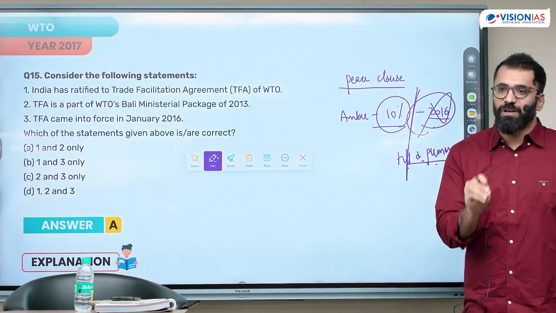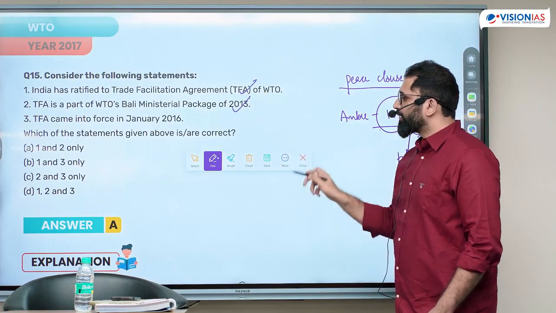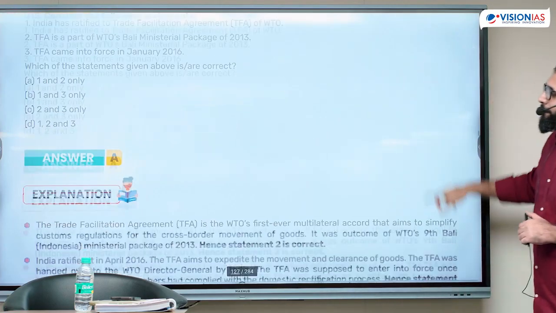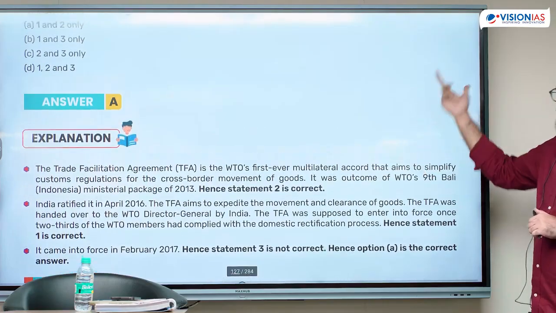It is not a permanent solution. Answer here is these two are correct, 1 and 2. Permanent, that you allow breaking of 10%.